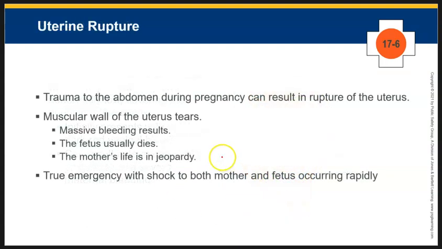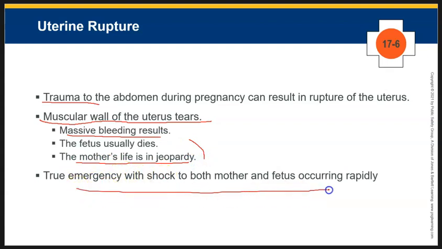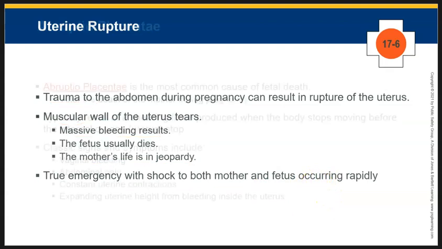Now, another thing to consider is a traumatic injury that may occur. In this case, typically women may stay active the first couple of trimesters. And so traumatically, if they get a tear in the muscular wall of the uterus, again, we need to be very concerned about the bleeding that can occur. And realize that we have two patients here. True emergency. Shock can occur to both of these patients very rapidly.